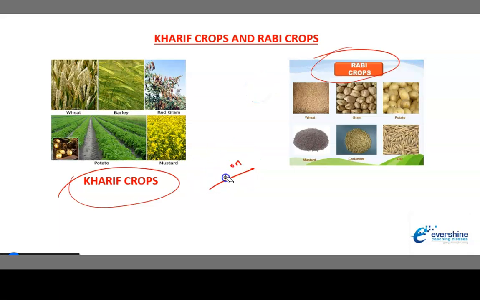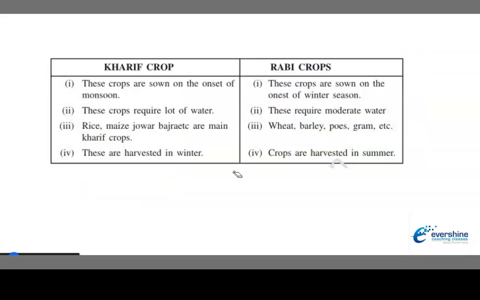Based on the season we grow two types of crops. Which are the two types of crops? Generally speaking, we have two types of crops, that is kharif crops and rabi crops. Now let me see some details related to kharif crops and rabi crops.